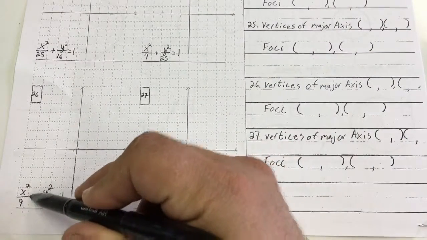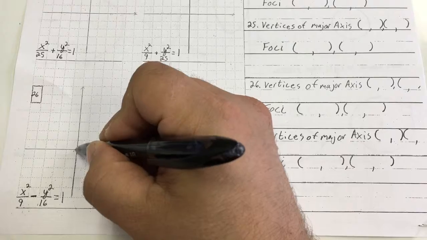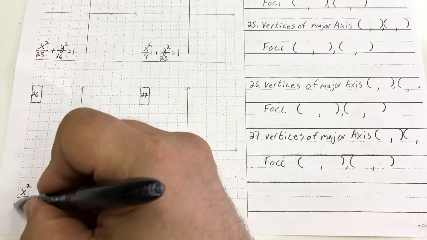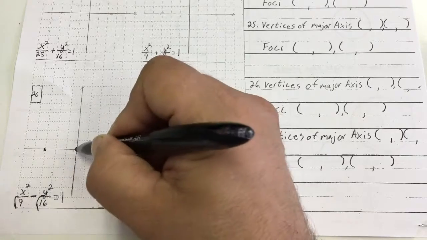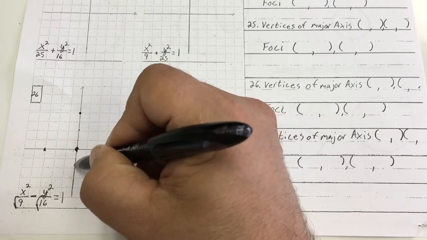Graphing this hyperbola, because it has a minus sign, x squared, y squared, it's going to be located at 0, 0 for the center. The square root of 9 is 3, so that means I'm going to go right 3 and left 3. And then the square root of 16 is 4. I'm going to go up 1, 2, 3, 4. I'm going to go down 1, 2, 3, 4.